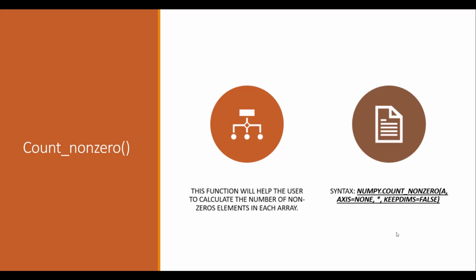The first parameter is a. This is an input array in which we can easily count the non-zero array values. The next parameter is axis. By default, it takes a none value, which means non-zeros will be counted along the given axis. The last parameter is keepdims. It is an optional parameter and it defines the boolean value. If the value is set to true, then the axes counted are left. If the value is set to false, then the axes counted are removed.